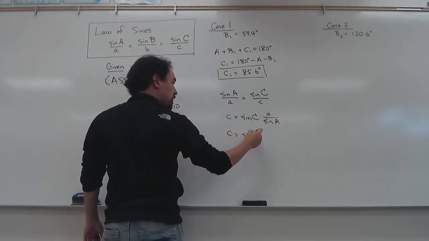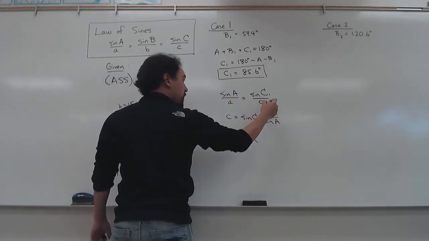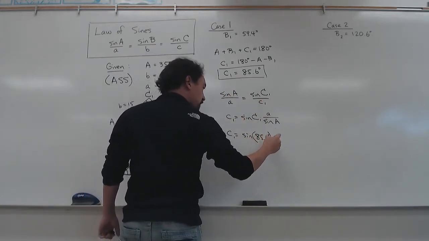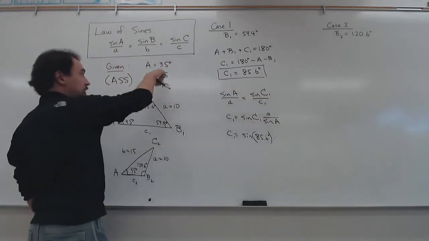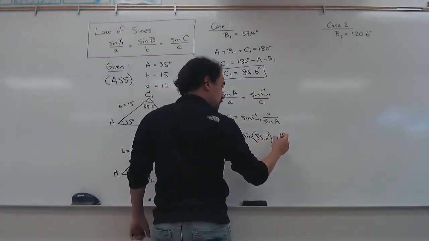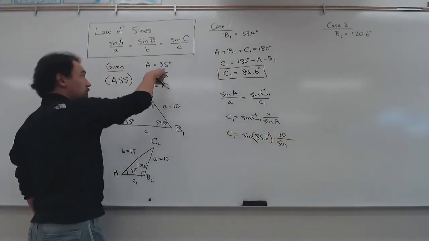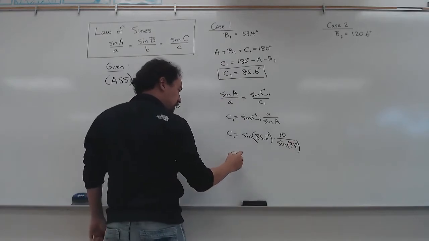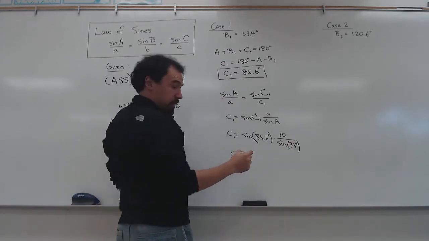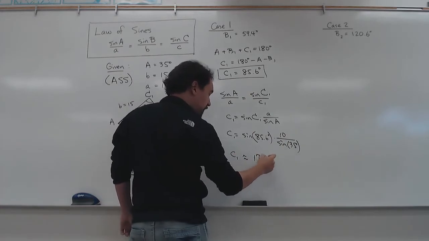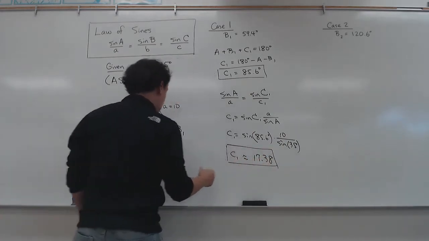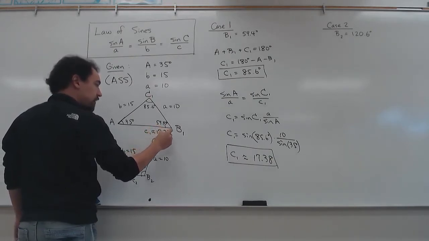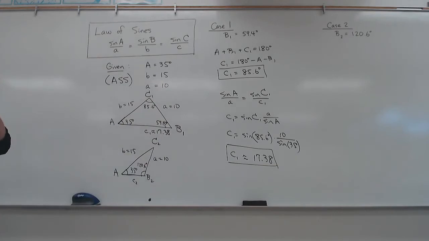This is sine of the angle we just found. And I should probably subscript all of these with ones. This is sine of 85.6 degrees multiplied by lowercase a was given to be 10 divided by sine of angle A was given to be 35 degrees. Now if we plug that into a calculator, we get that C1 is approximately 17.38. And there we have it. This triangle is completely solved.